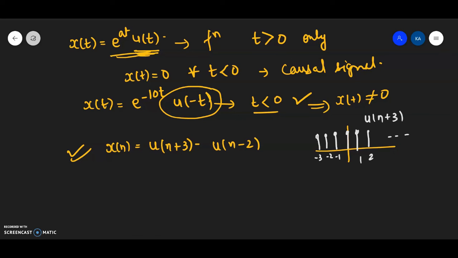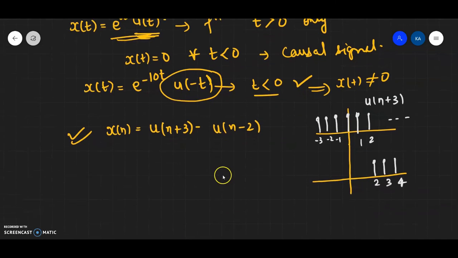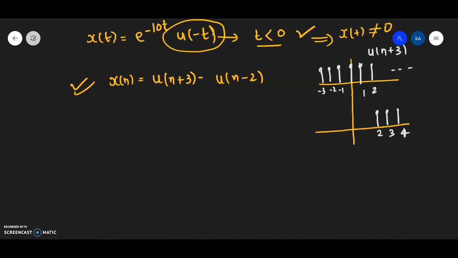Likewise, you can plot u[n-2] as well. u[n-2] will shift your graph 2 places right. 2, 3, 4. And what I have to do is subtract these two graphs. While subtracting these two graphs, I'll be getting a signal that starts from minus 3, minus 2, minus 1, 0, and 1. The graph will not exist beyond 1.